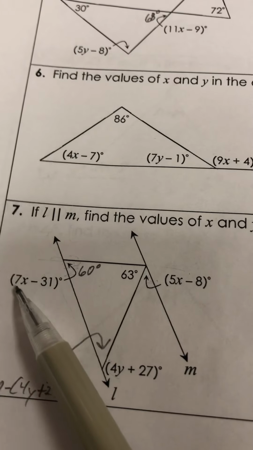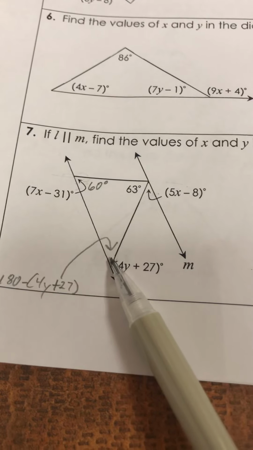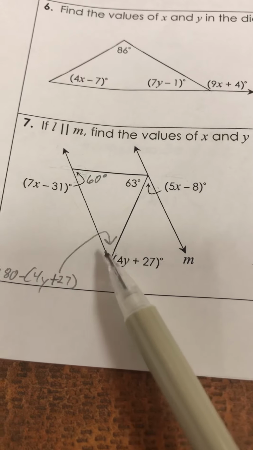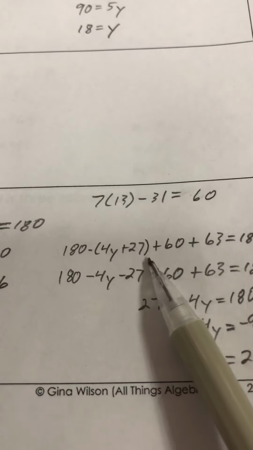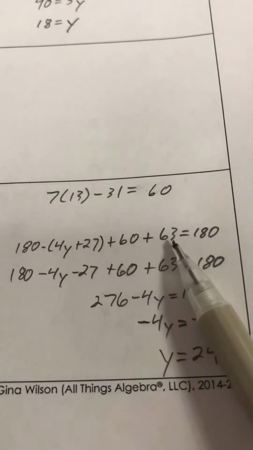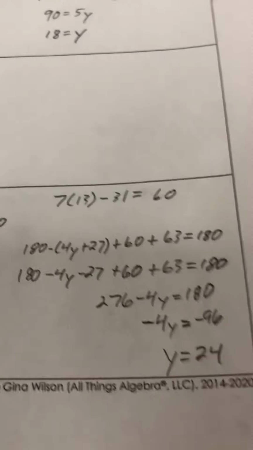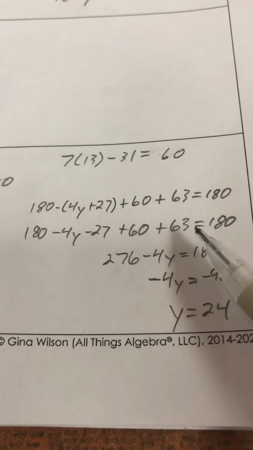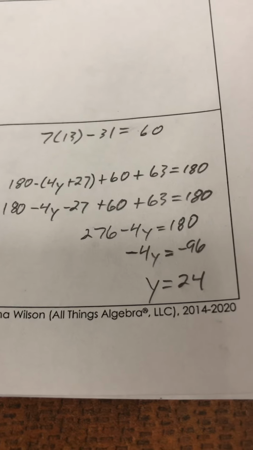And I end up getting 7 times 13 minus 31 equals 60. That's what I did here. Then I'm going to take that 60 and the 63, and this I know, remember at the beginning, is 180 minus this. So I take that 180 minus 4y plus 27, and I add that 60 that I just figured out from up here, and I add that 63 that they gave me, and that all equals 180. So I just combine my like terms, solve for the variable, and I get y equals 24. Okay, look for part 2 next.